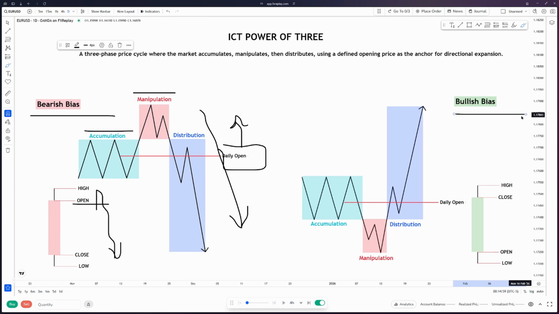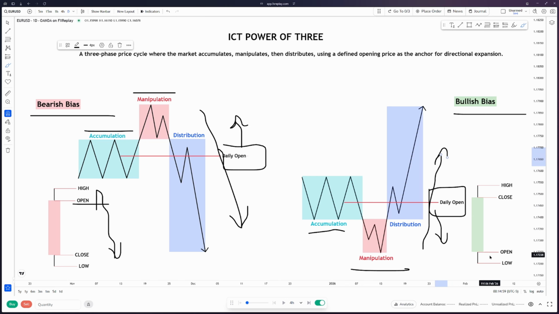Now for a bullish bias, it's the same structure. Price accumulates, then it manipulates lower, dipping below the daily open, and finally it distributes higher. On the daily candle, it looks like this. The candle opens, gets pushed down to create the manipulation low, and then delivers higher.